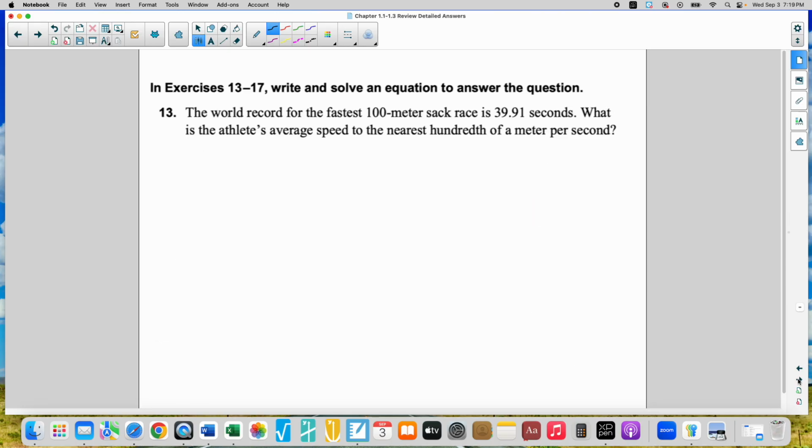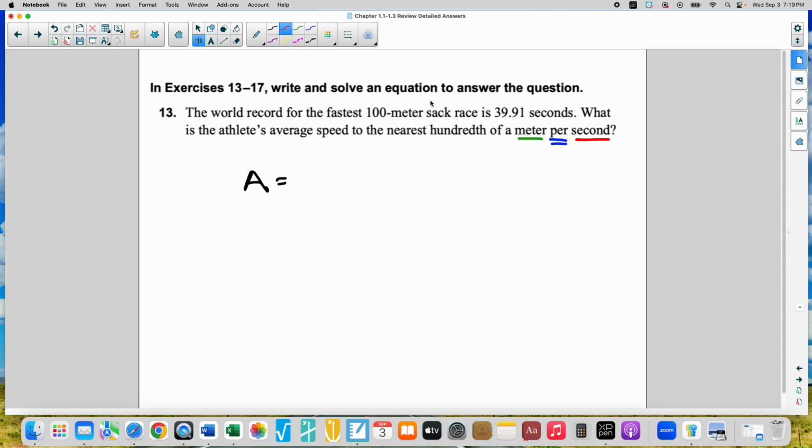Number 13 through 17 says, write and solve an equation to answer the question. The world record for the fastest 100-meter sack race is 39.91 seconds. What is the athlete's average speed to the nearest hundredth of a meter per second? So the average speed, so A equals average speed of meters per second. So there's your hint, meters per second. So meters is a distance.